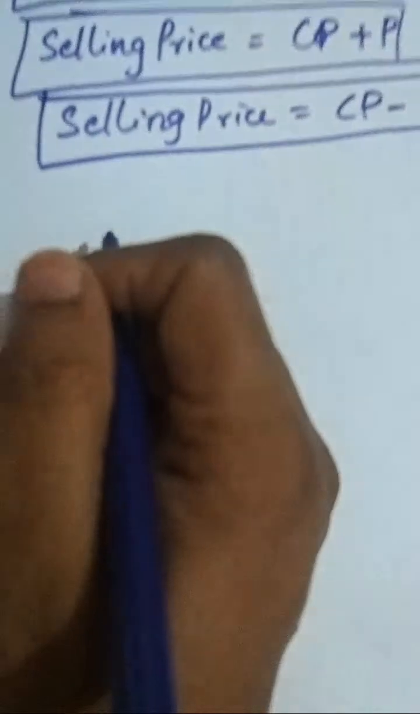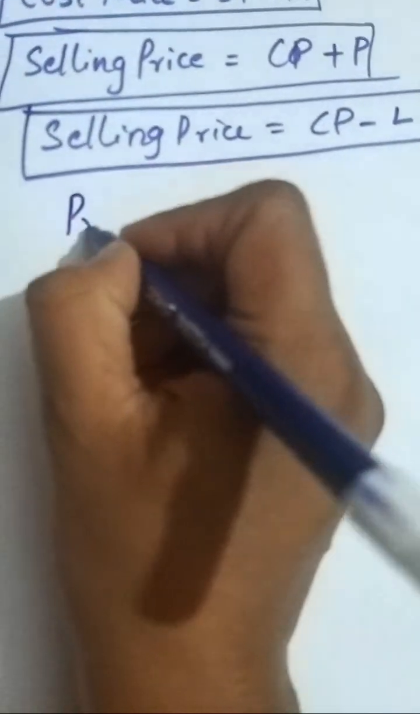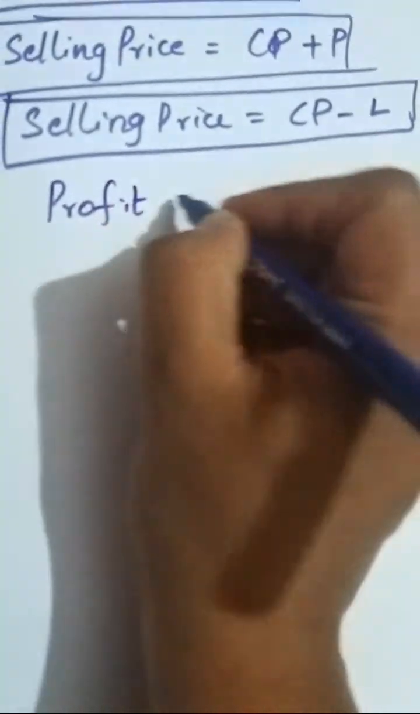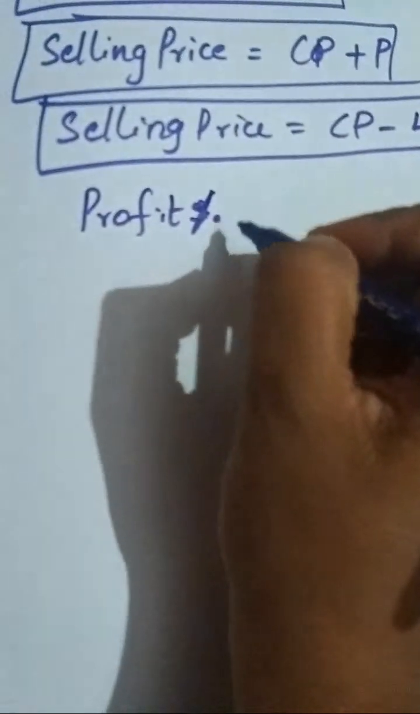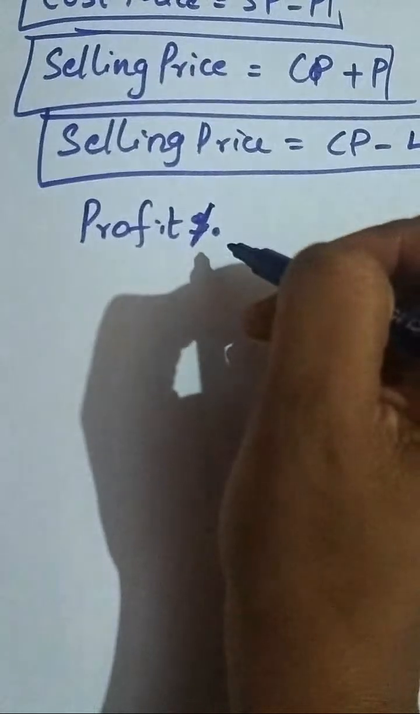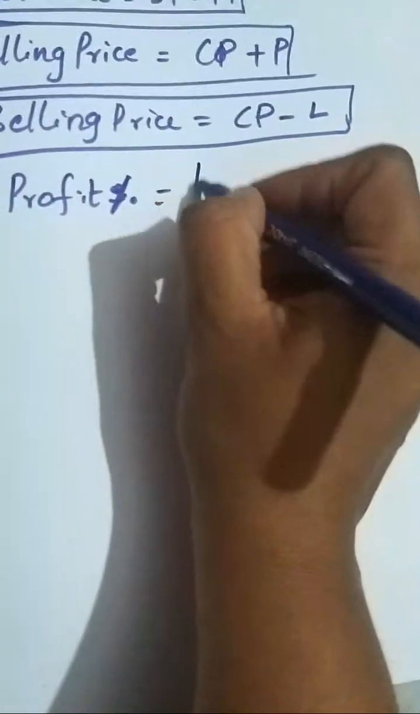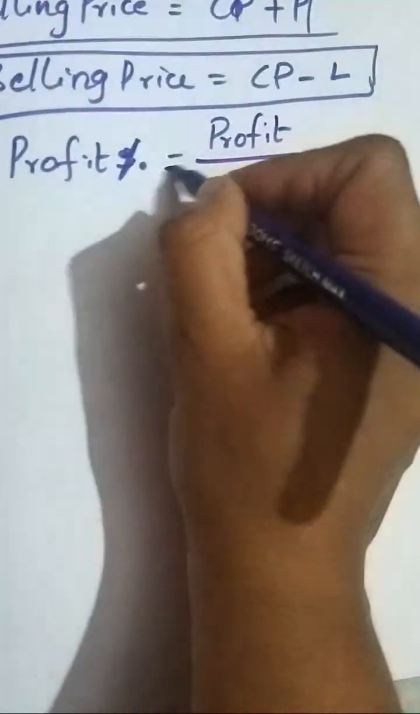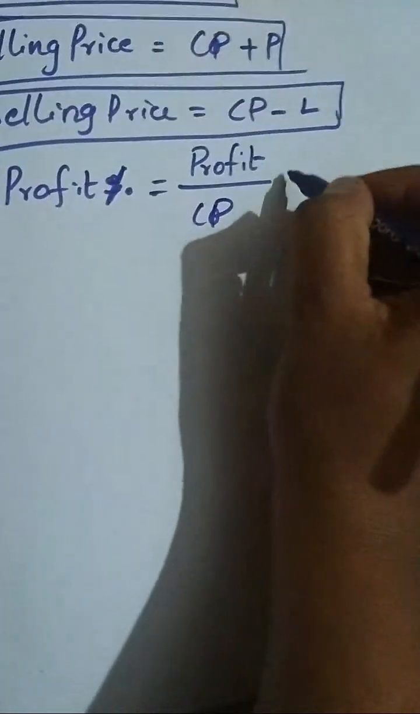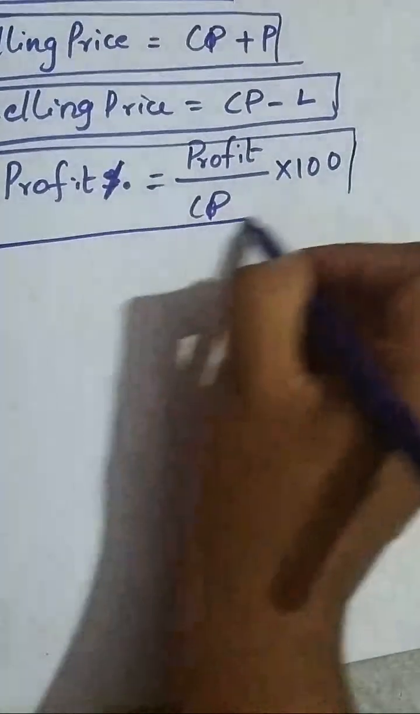Okay, now another formula is how to find the profit percentage. Whenever we want to find the percentage of profit, we have to find the profit first, and we have the value of cost price also, then multiply with 100. This is the formula of percentage of profit.